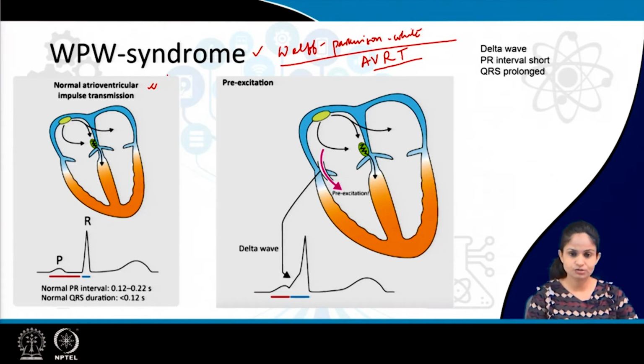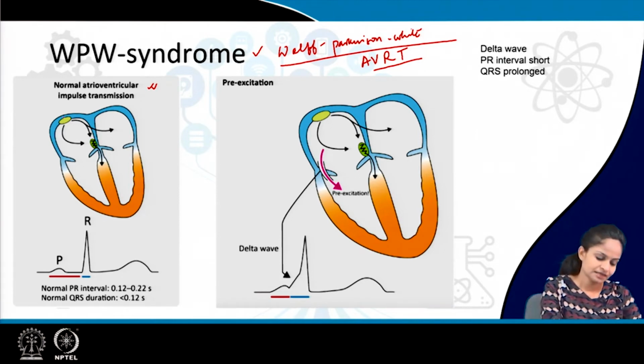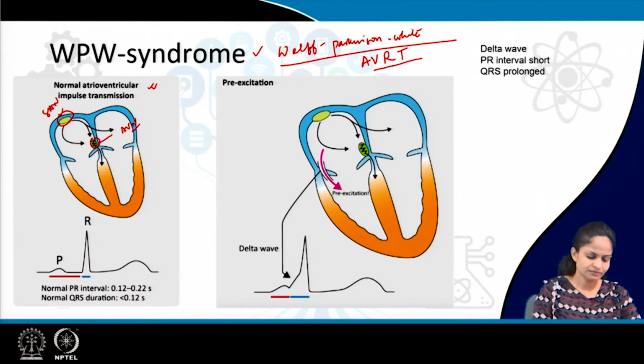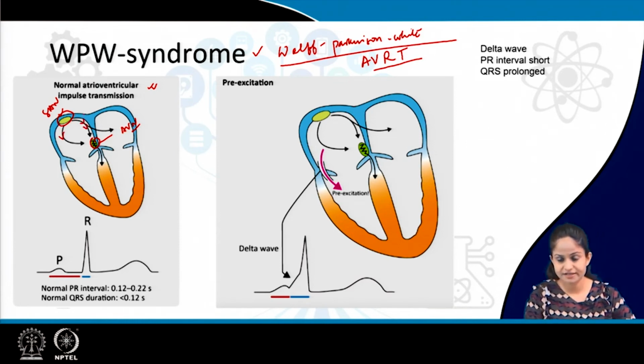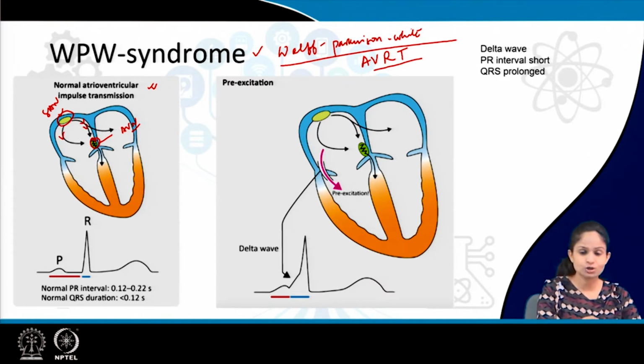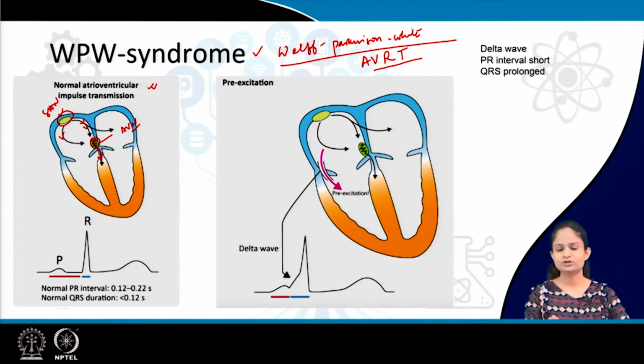So, normal atrioventricular impulse transmission is occurring. This is the SA node, and here we have the AV node. Normally these are the internodal pathways through which the SA node transmits its impulse to the AV node, and finally, because of the slow conduction of the AV node, the atria cannot transmit the impulses directly to the ventricles, right.